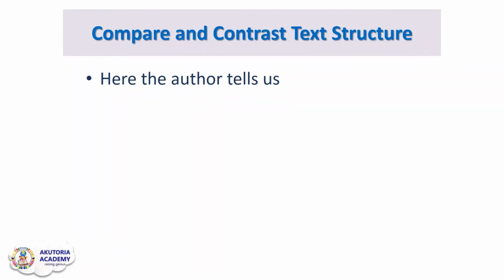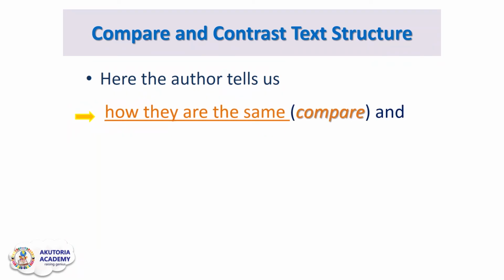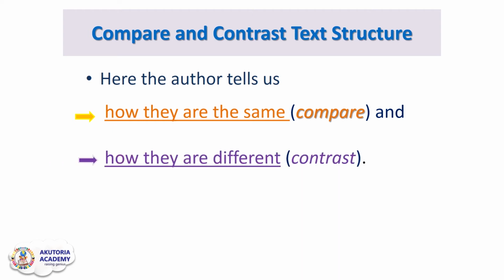Compare and contrast text structure. Here the author tells us how the things he's talking about, how they are the same. And when he's talking about how they are the same, he's comparing. He also tells us how they are different. And when he's talking about how they are different, he's making a contrast.